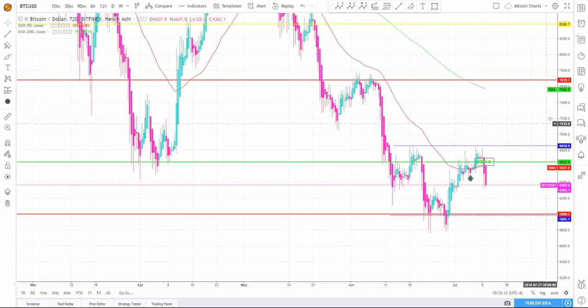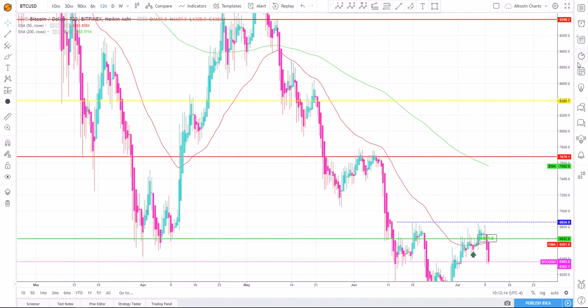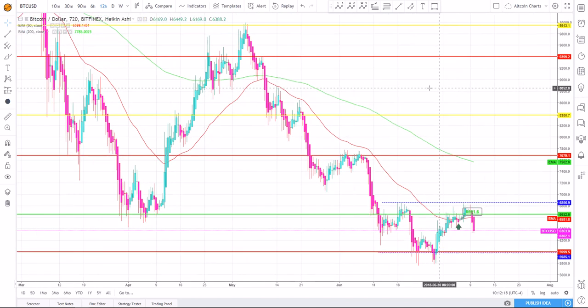If you look at it on a 12-hour for Bitcoin, sometimes it's easier to see. So you have lower low, lower high, lower low, lower high, lower low. And then it breaks up. Lower high, lower low, lower high, lower low. And then now this is the range. So it's been channeling for almost a whole month.